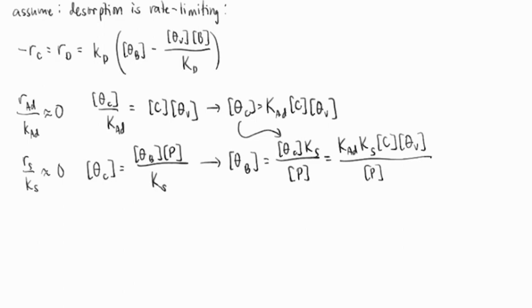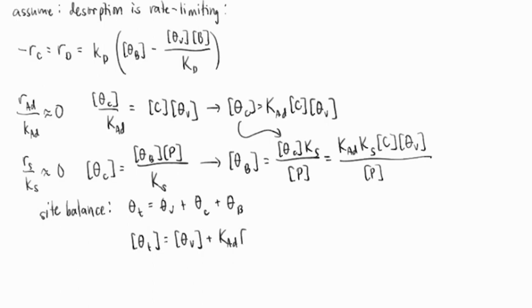Now, same procedure as with the other two iterations, we now have our site balance. That is theta T is equal to theta vacant plus theta containing cumene plus theta containing benzene. We have the concentration of the total active sites is equal to the concentration of the vacant active sites plus K adsorption, concentration of cumene, concentration of the vacant active sites plus theta B, capital K adsorption, capital K surface reaction, concentration of C, concentration of vacant active sites all over concentration of propylene.